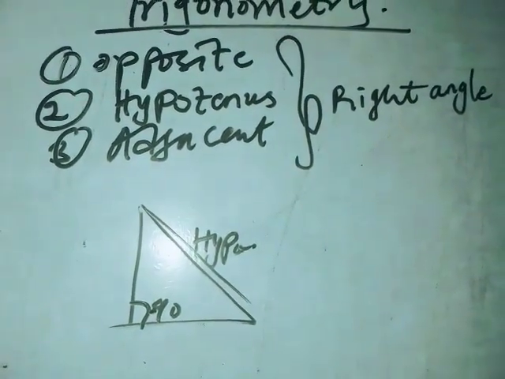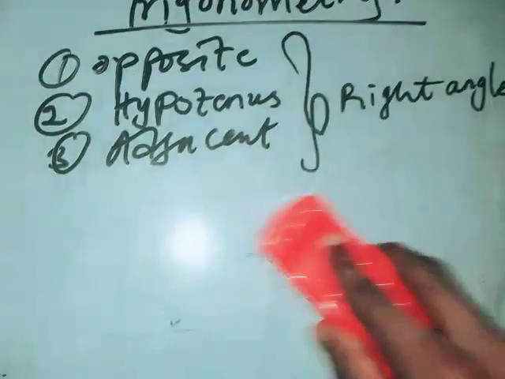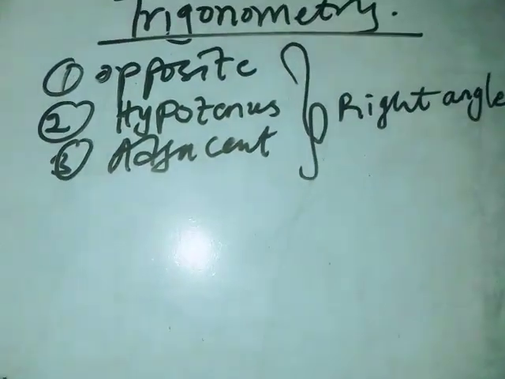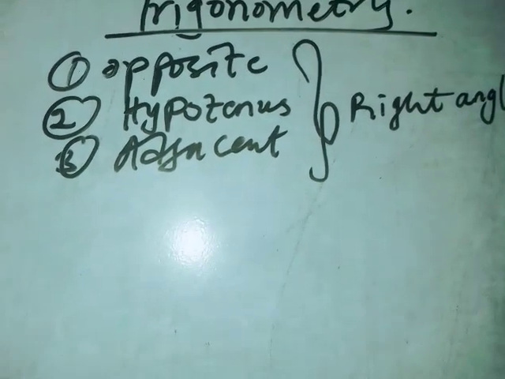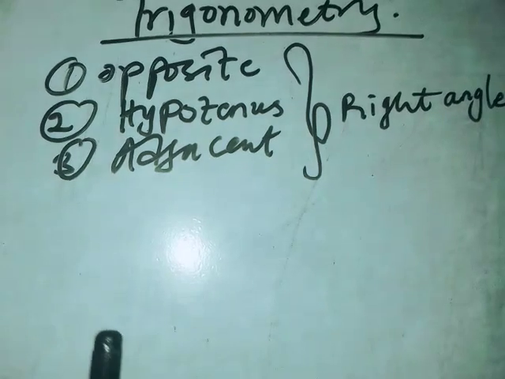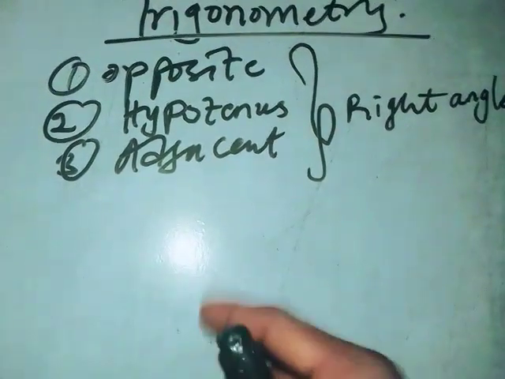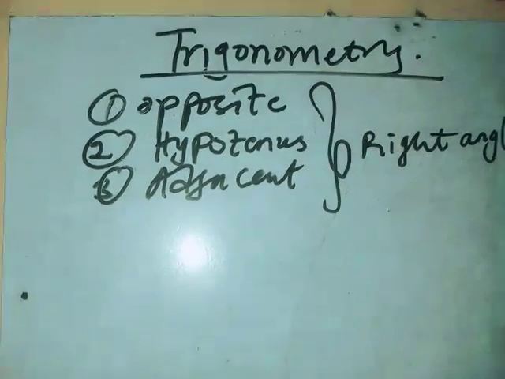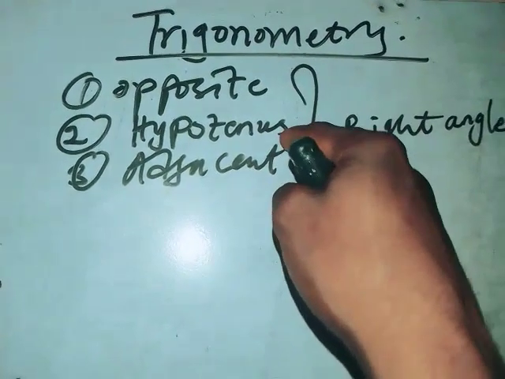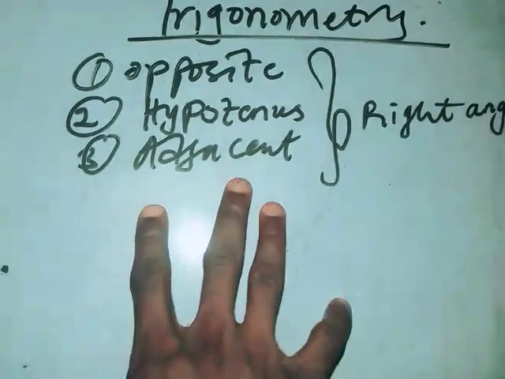Okay, the other one is called the adjacent, right? Now, what is an adjacent? After knowing the opposite and the hypotenuse of a right angle triangle, the remaining side is the adjacent. After determining the opposite and the hypotenuse of any right angle triangle, the other side is always the adjacent.